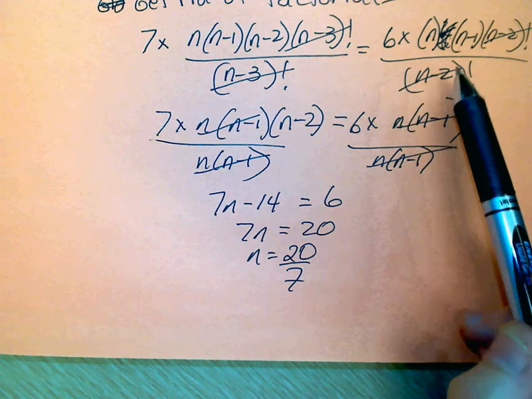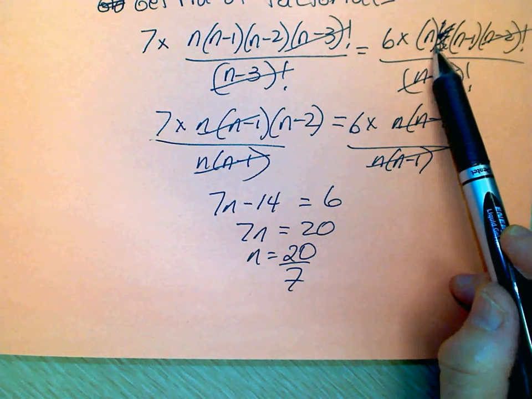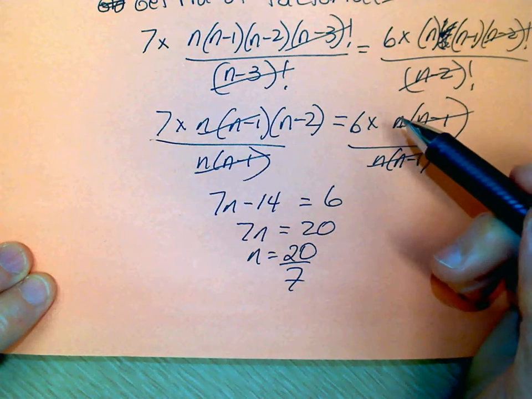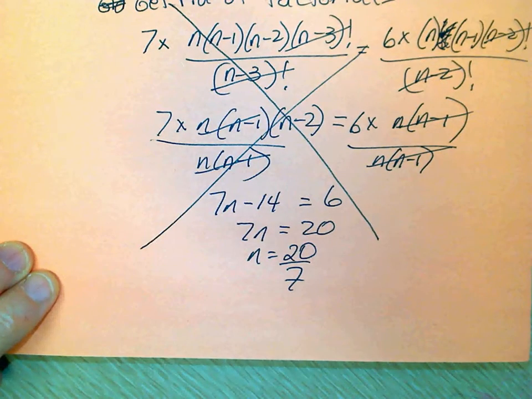Does the n times n minus 1 not divide out? Oh, I see what I did wrong. Okay, my bad. Let me fix that right now. I made a mistake way at the beginning.